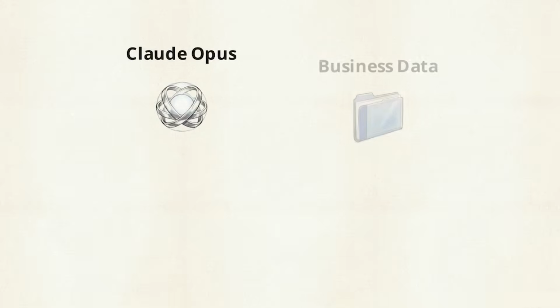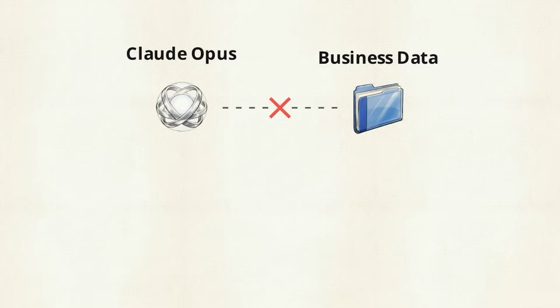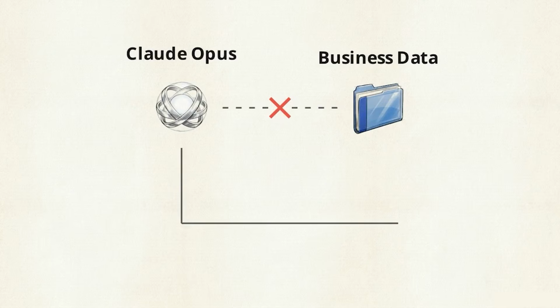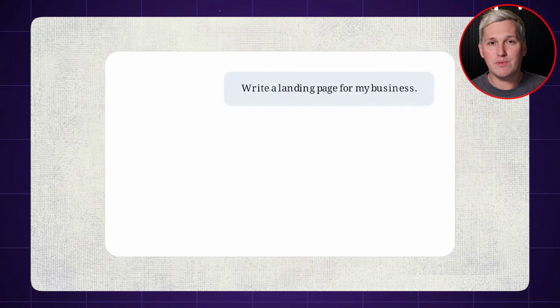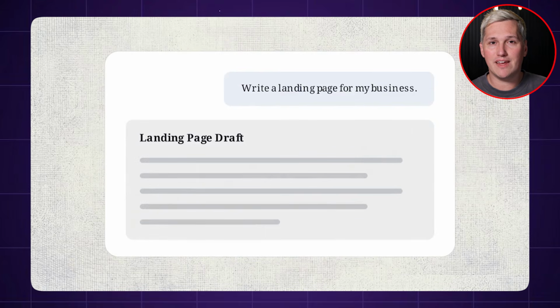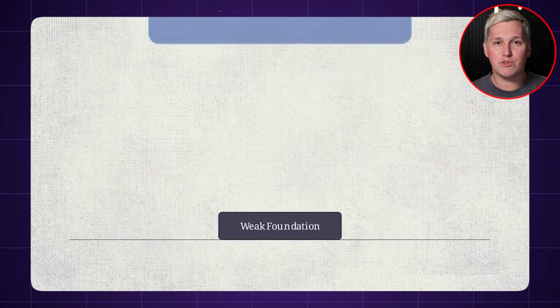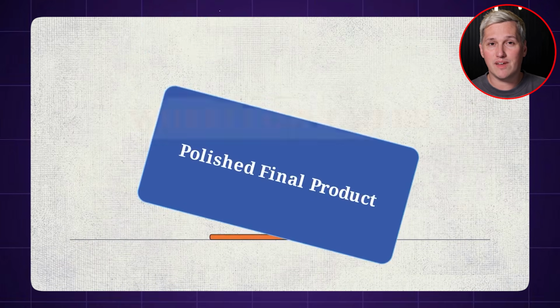Anthropic just dropped Claude Opus 4.7, and most people are already using it wrong. Not because the model is complicated to figure out, because they are treating it like every other AI tool they have ever opened. You paste in a prompt, you hope for the best, you get back something that is fine, generic, it covers the basics, but it does not feel built for your specific business. Not for your offer, not for your audience.